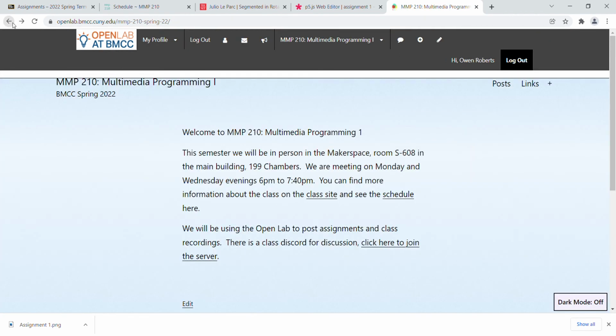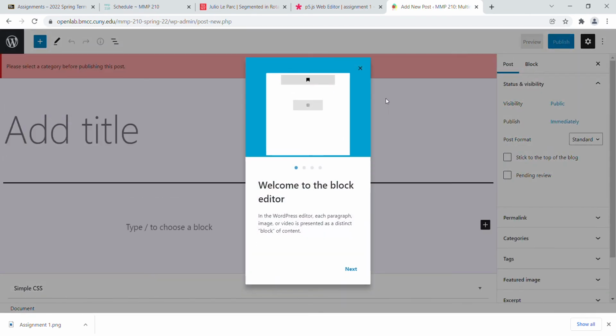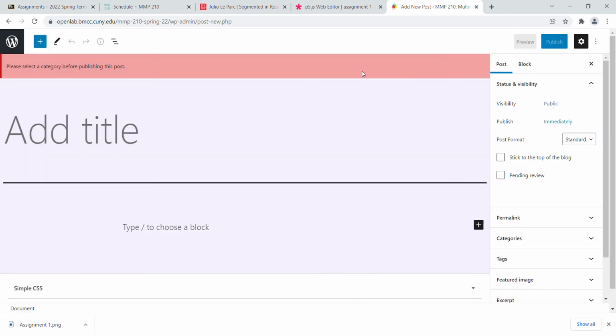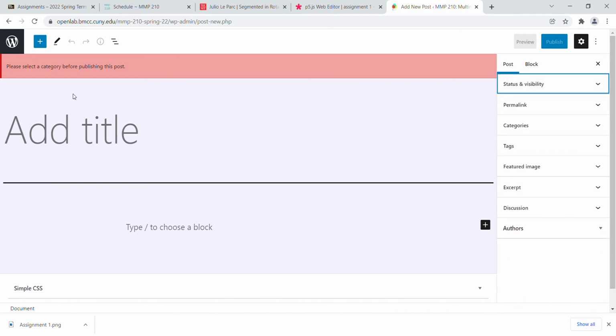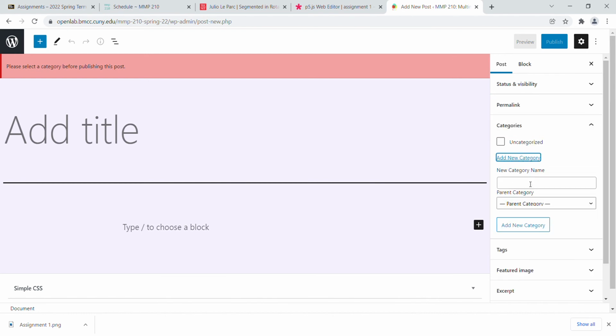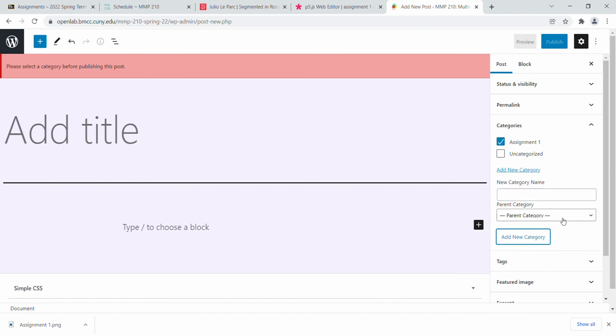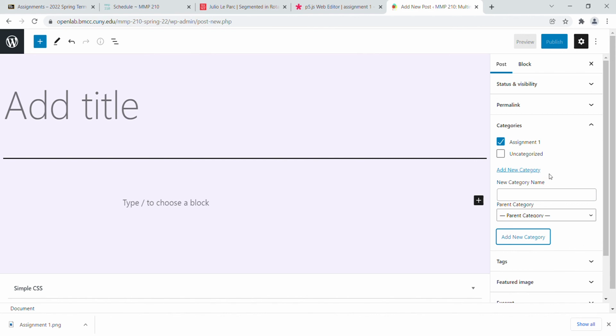So I'm going to go to the class site and I'm going to click on the little pencil. You can also click on the plus and go to post. It looks like those actually go to different editors. It doesn't really matter which editor you use, but the block editor is the new editor. And so I'm going to set a category. I actually haven't added a category for this, so let's just add a category. So let's say assignment 1. And I'll click add new category. So you guys can use that category when you post yours.